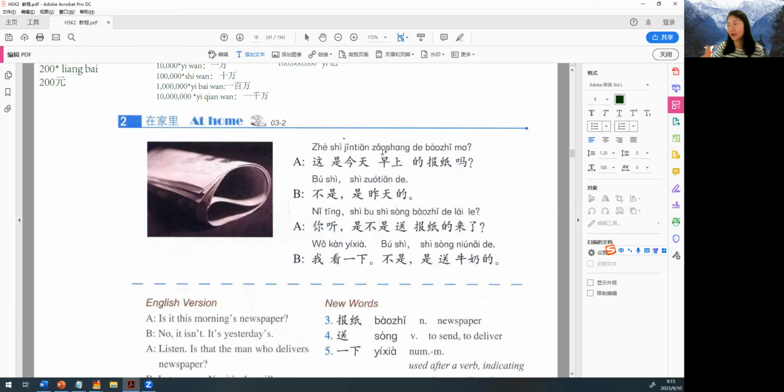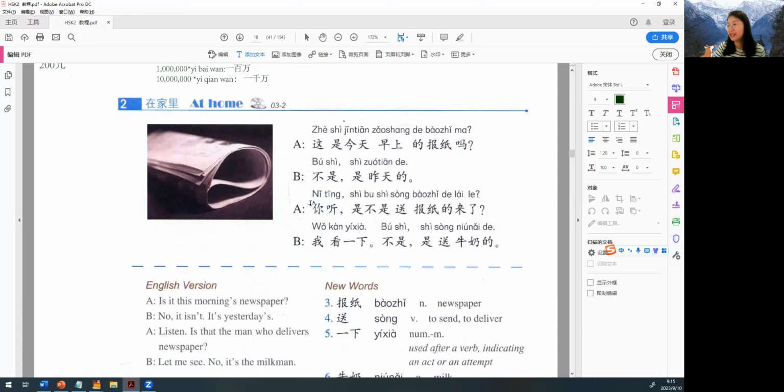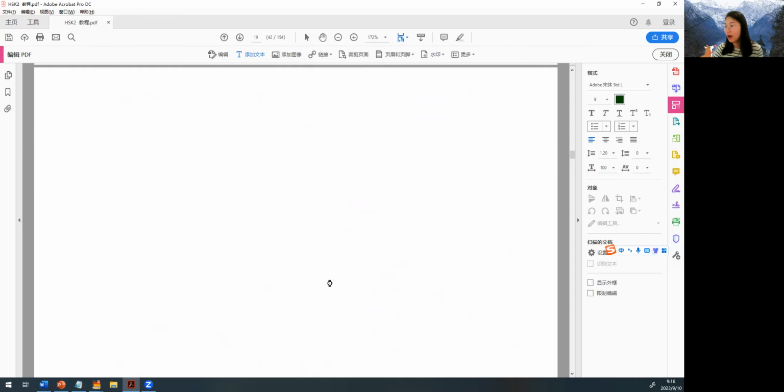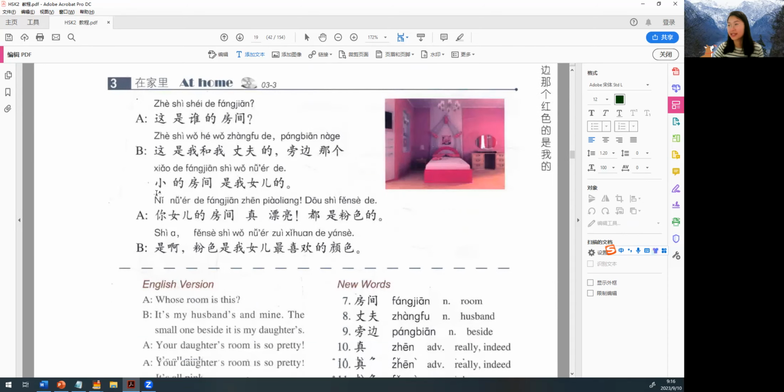All right, here is 早上. And the first one over here is 你听. So 你 is you, 听 is hear. Like, oh, you hear that? Something is coming. You hear that? 你听 is here. And B said 我看一下. So it's let me take a look. This feeling. All right, so let's practice text number 3.